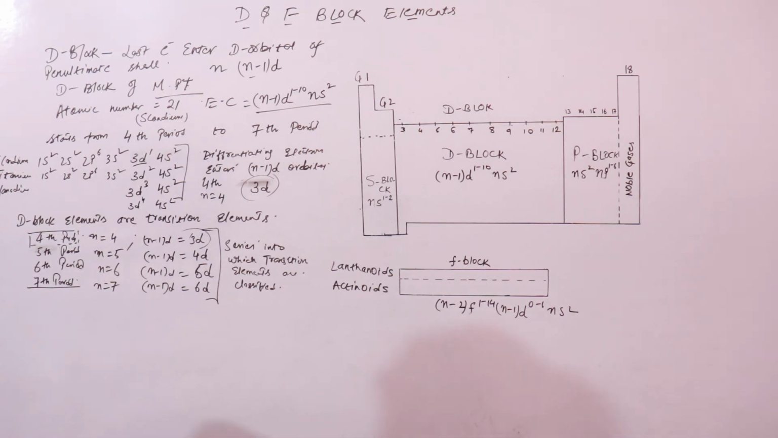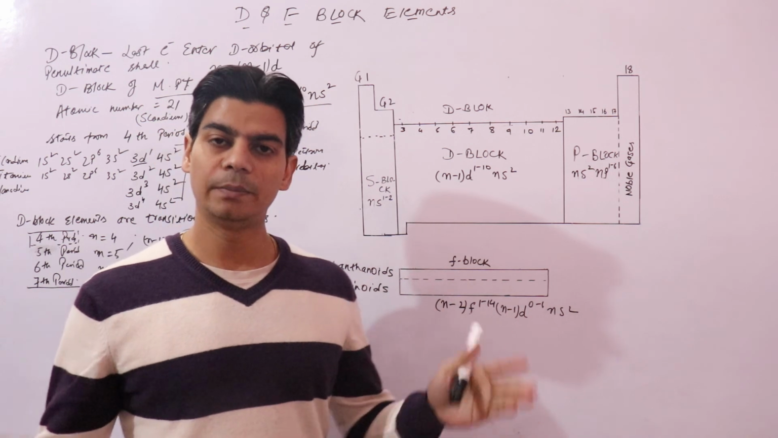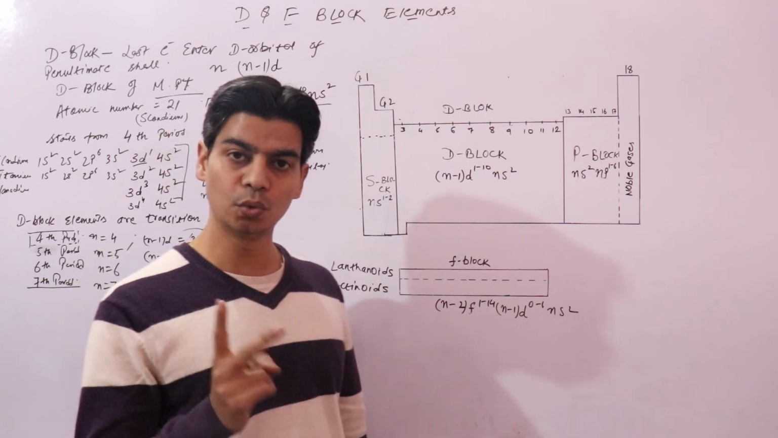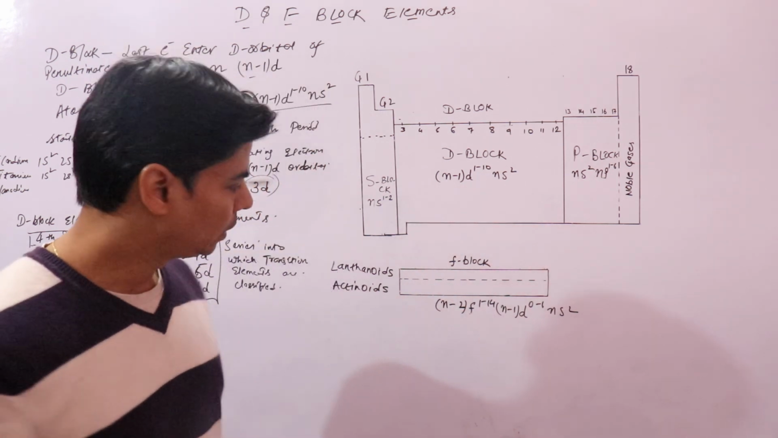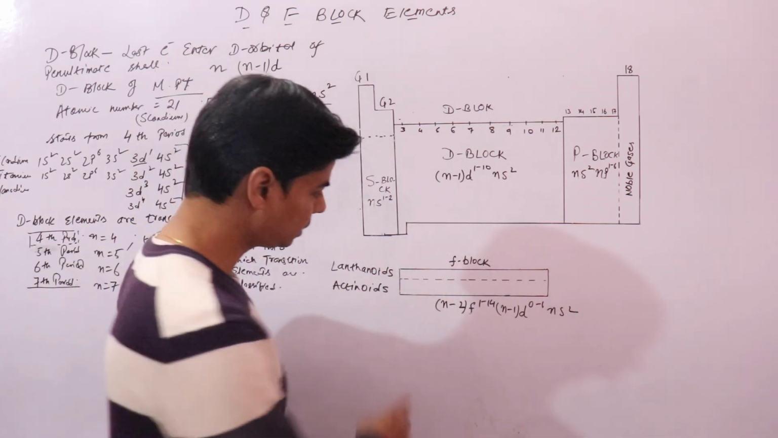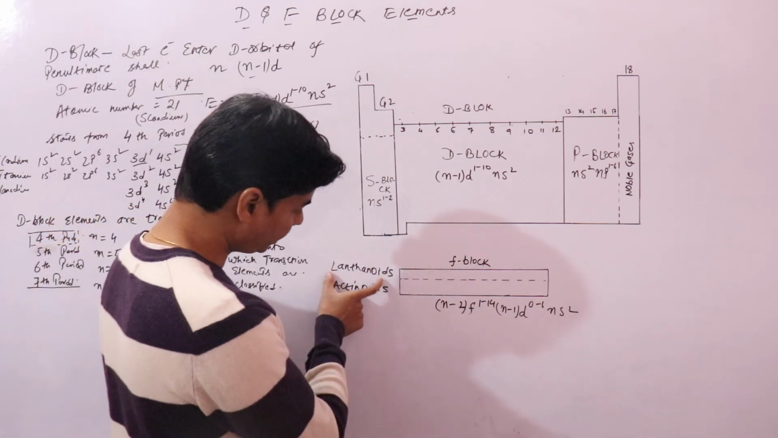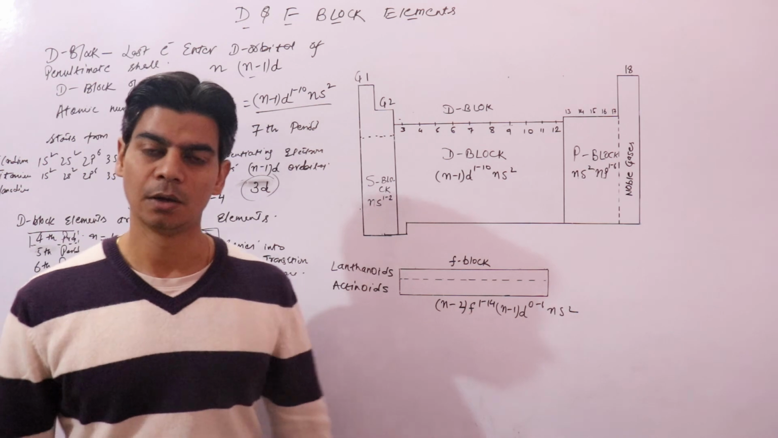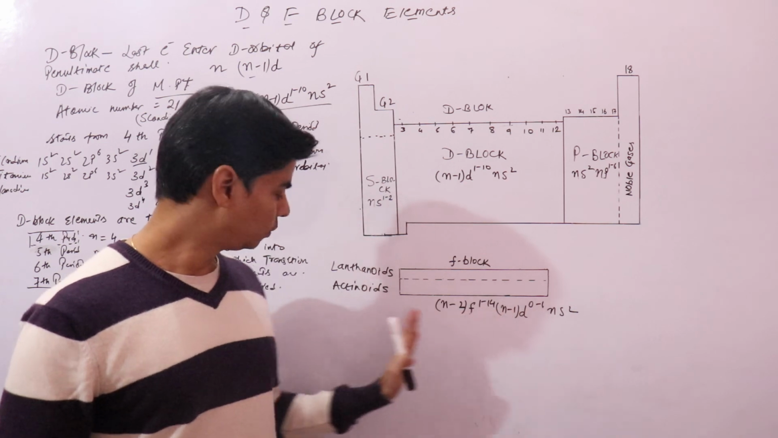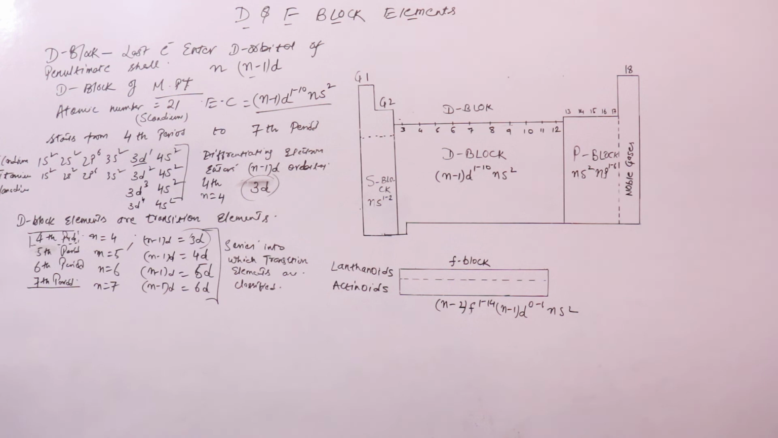Now, F block elements would be in the periodic table. In the modern periodic table, you will see a different block that consists of two horizontal rows. These two horizontal rows constitute the F block. These are F block elements, and they constitute lanthanoids and actinoids. The first series would be your lanthanoids, and the row below would be your actinoids.